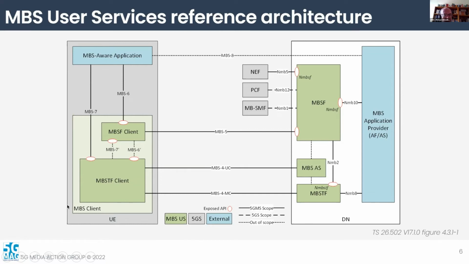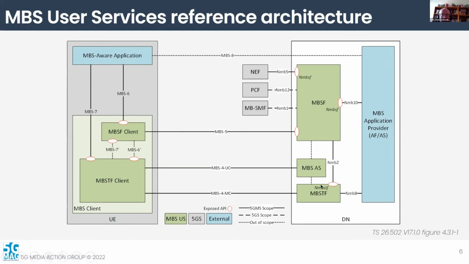These functions in the UE effectively combine to form this MBS client, and that could be a piece of middleware that's running on your mobile phone, or it could even be a separate application. But ultimately, you need some kind of MBS aware application that's going to make use of these services, and there are some client APIs, MBS6 and MBS7, for controlling these two functions in the UE.